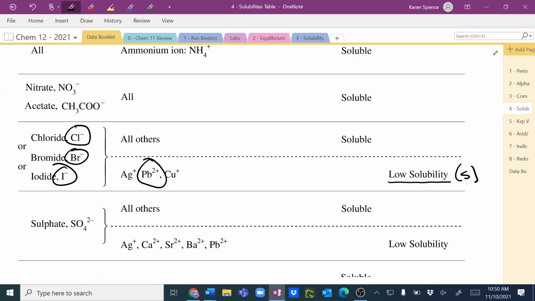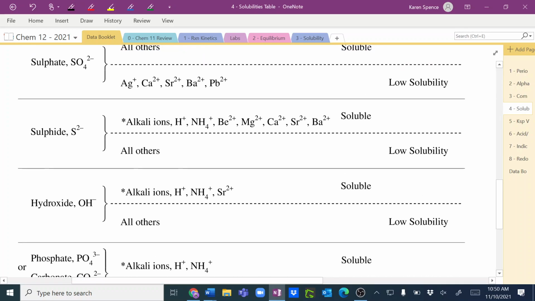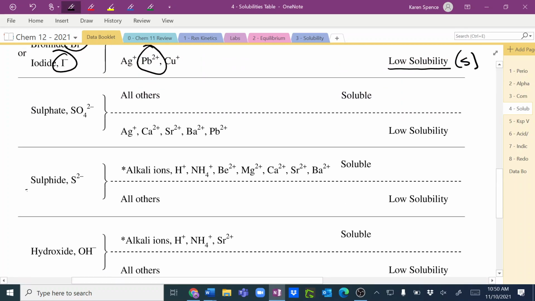Is there another choice? Did anyone find another one, Joanna? Sulfur. So sulfide ion, yes, because with sulfide, you'll notice that calcium is in the soluble category. Lead is not, so lead would be down here.